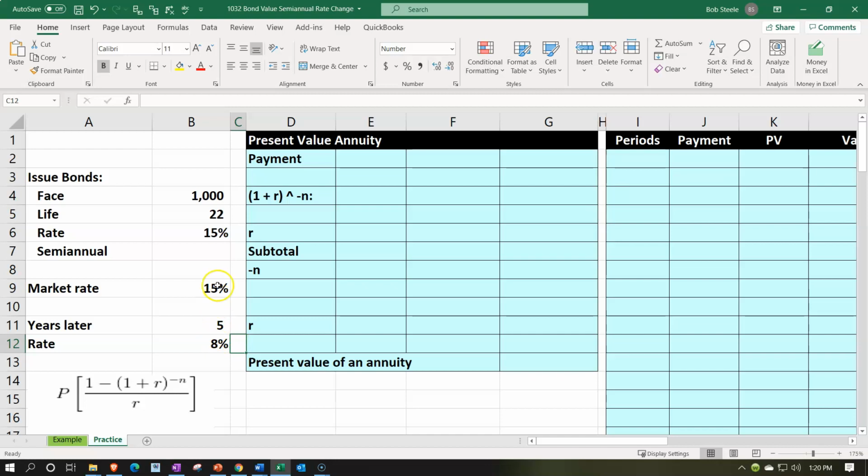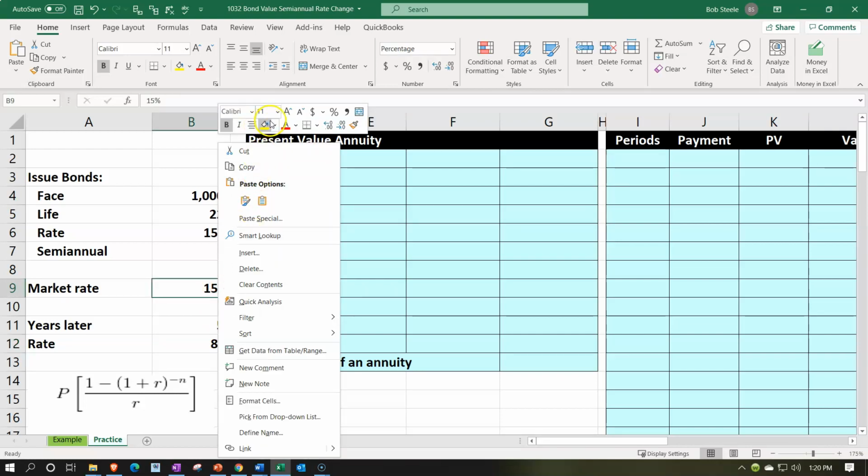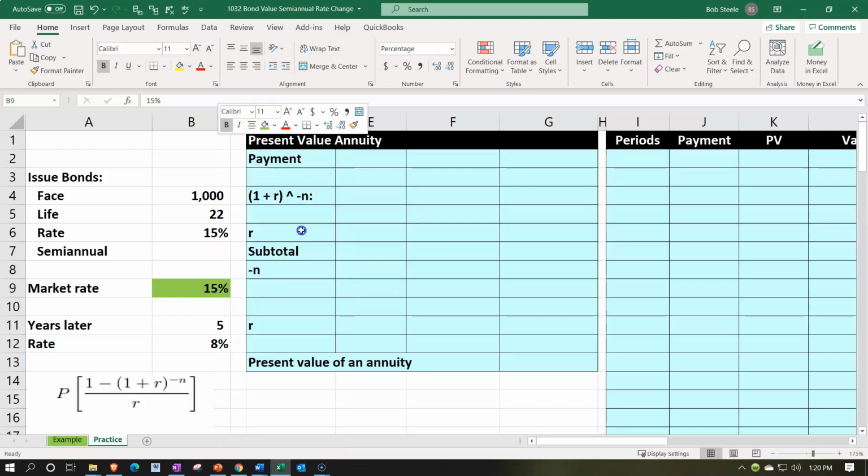So let's do this first one first. We're going to take a look at this 15%. We expect to get back to the $1,000 price because we're using the same market rate as the rate on the bond. We're going to have the present value of the annuity as well as the present value of one calculations. Annuity first. Here's the calculation. Remember to keep in mind the fact that it is semi-annual, making this calculation a bit more complex.